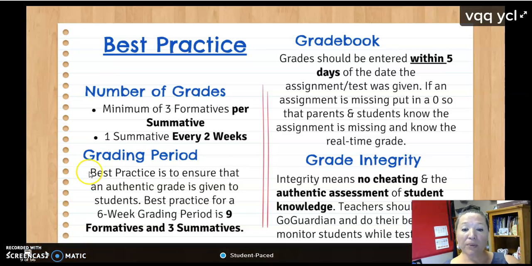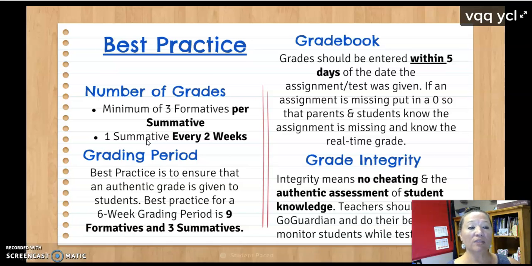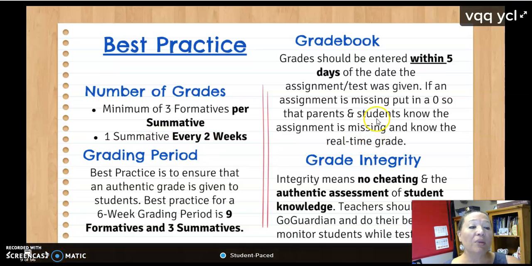So, grading period best practices to ensure that an authentic grade is given to students: during the 6-week grading period, 9 formatives and 3 summatives. Again, following that pattern of every 2 weeks having a minimum of 3 formatives and 1 summative. Grades should be entered into the gradebook within 5 days of the date the assignment or test was given, and make sure that you are following this.